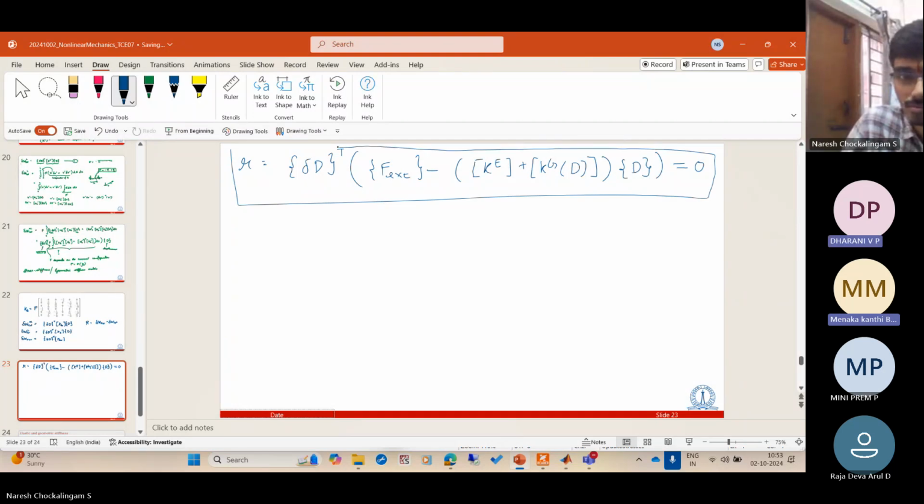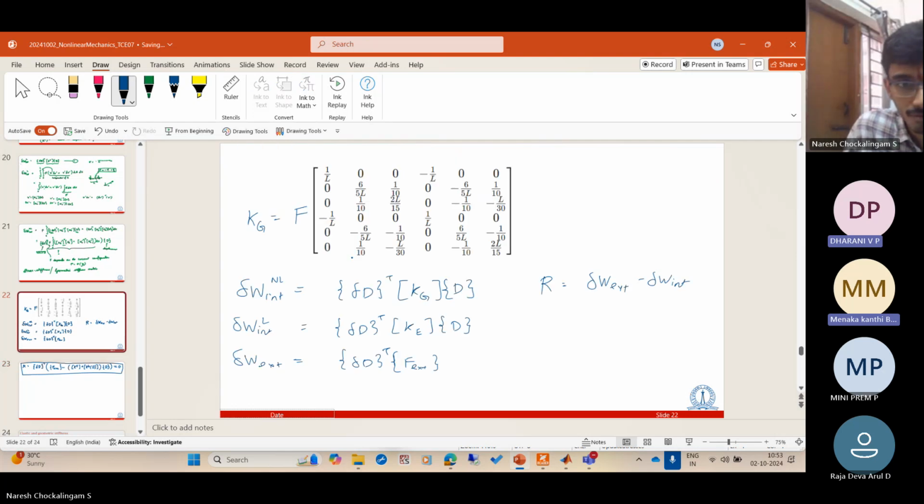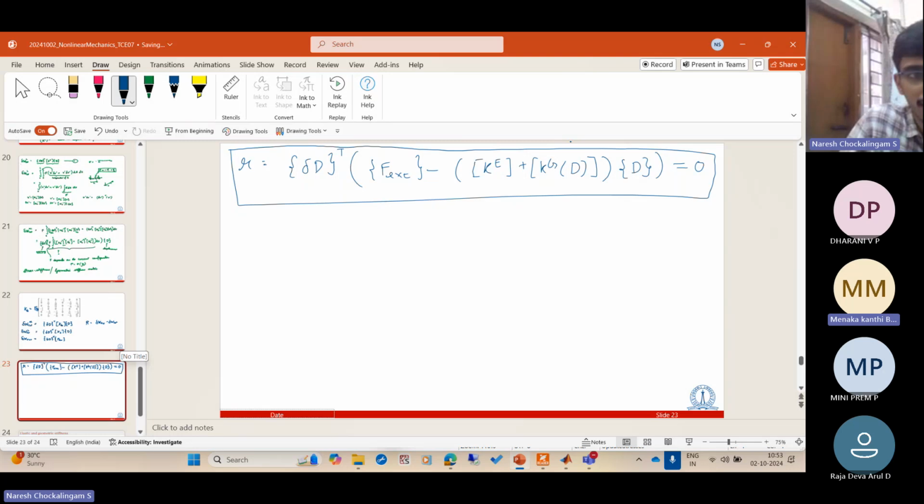Kg is F times that matrix, no sir. So Kg is not a function of F also. Kg is a function of F, but F is a function of D. So you can say Kg in general is a function of D. You can put Kg is a function of F, that's also fine, but F will confuse. It shouldn't be F external. It is internal force F in an element. So Kg is a function of D.